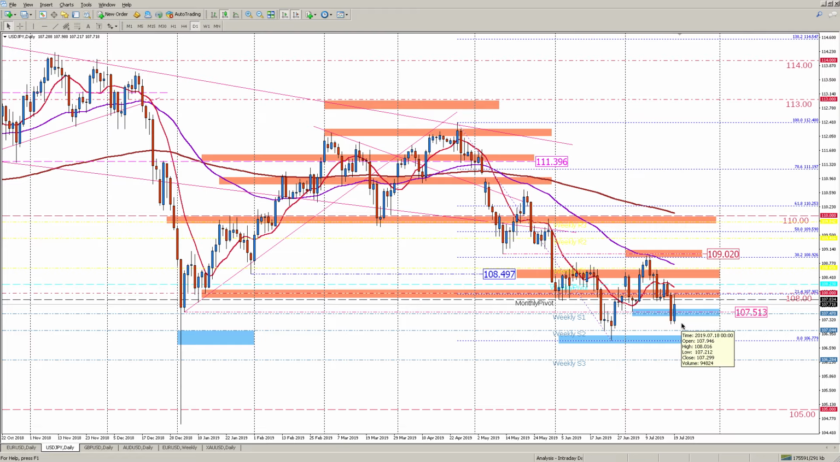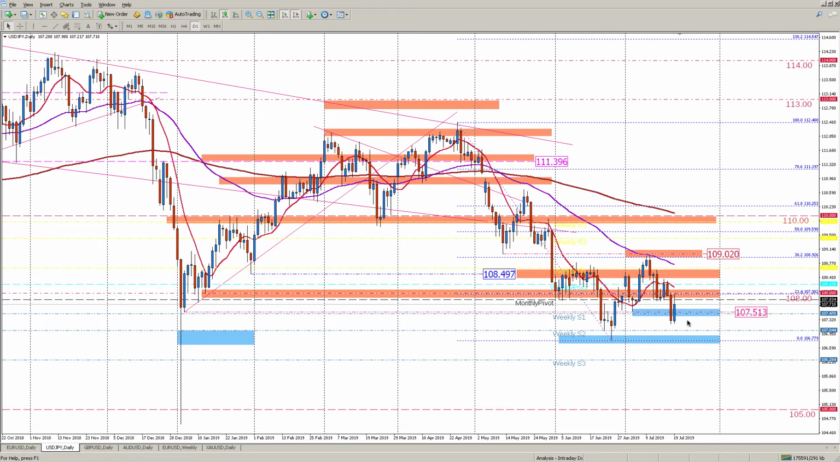So this week there's only US durable goods on Thursday and advanced GDP on Friday, and we're heading towards the end of the month, so there could be more consolidation, and between these areas centered around the weekly S1 pivot. But let's see whether the dollar can recover back up above the 108 level. So that's going to be a key resistance that it needs to climb back over.